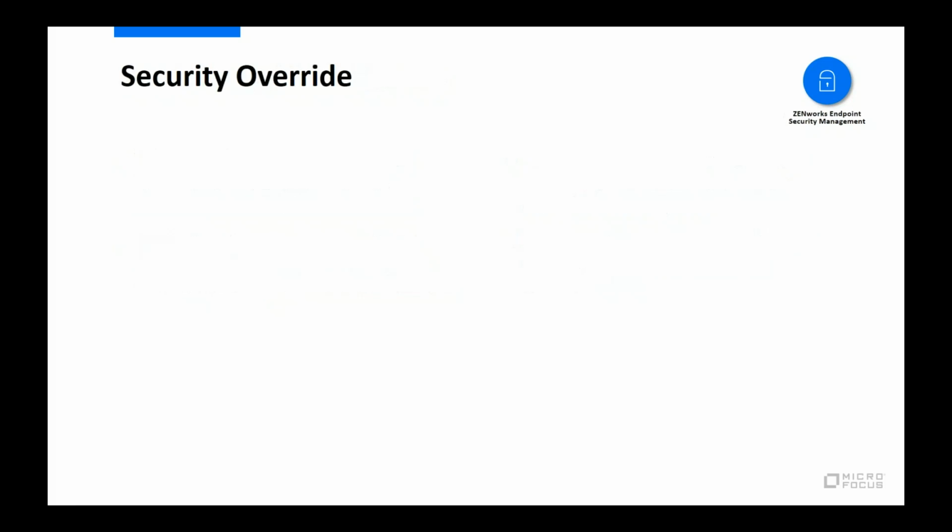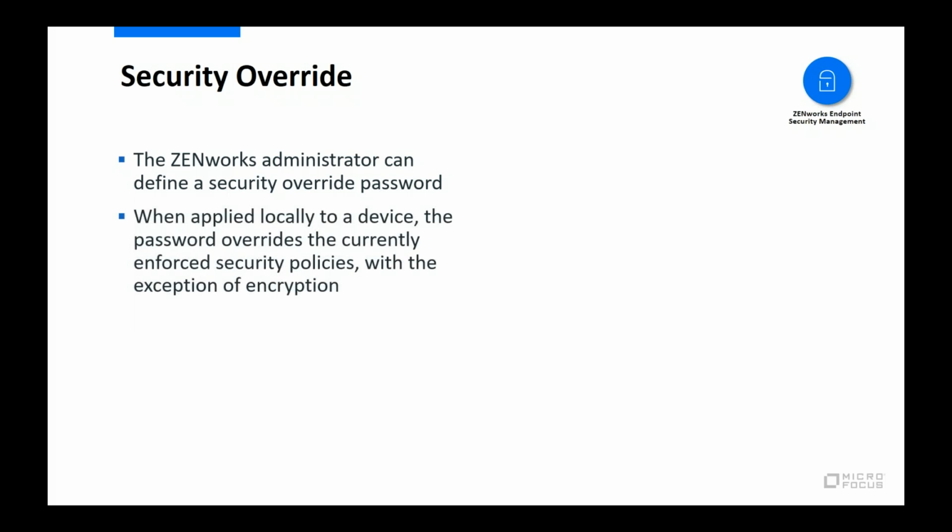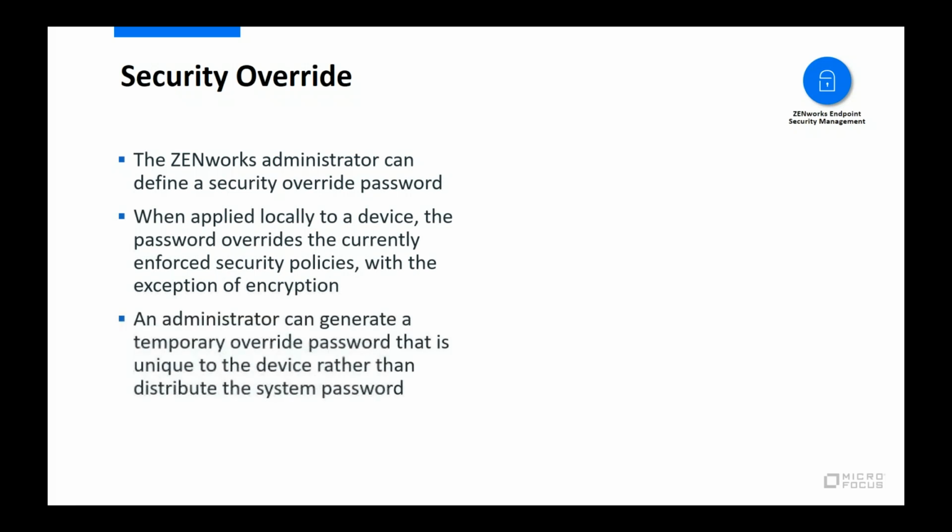For various reasons, you might need to override the currently enforced security policies on a device. For example, maybe a wireless access policy has been applied that is adversely affecting one of your mobile employees. To make sure you can resolve issues like this, you can define a security override password. When applied locally to a device, the password overrides all security policies other than encryption. As mentioned, the password has to be entered on the device locally. So that you don't have to give the override password to any users, you can generate a temporary override password specific to the device and control how long the password is active.